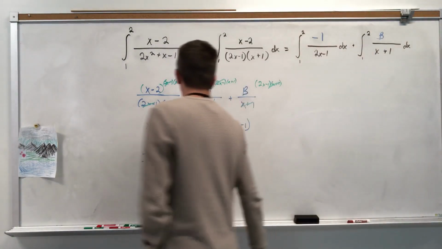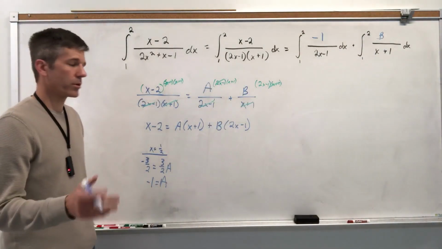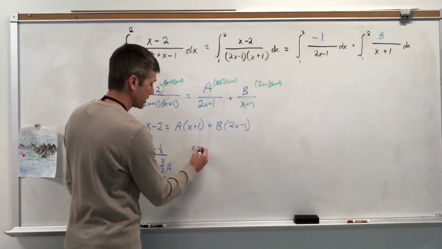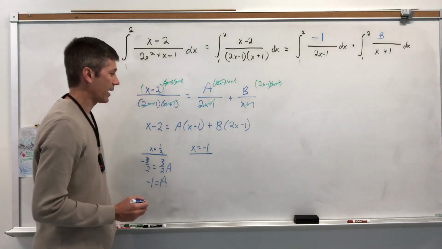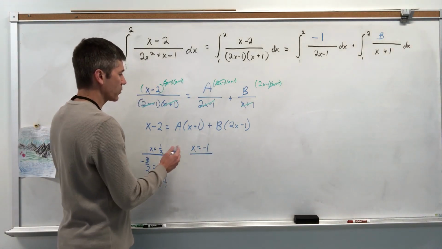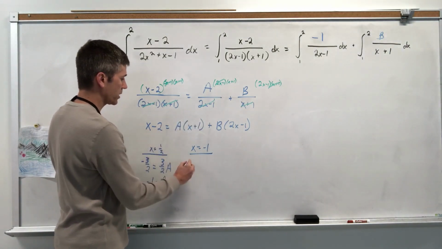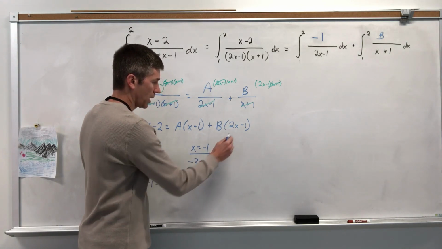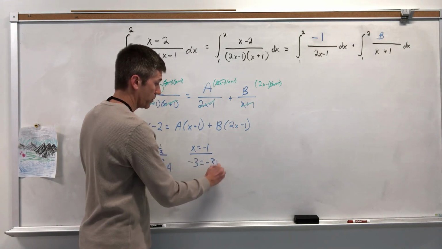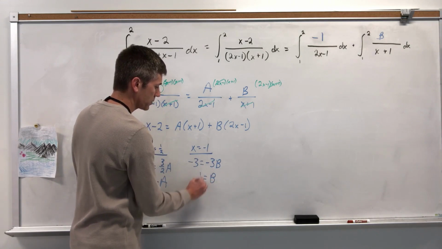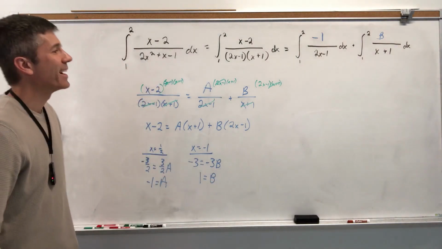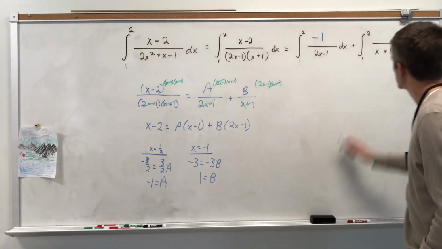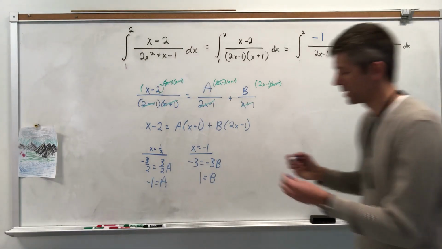Let's keep going. I want to find b next. In order to find b, a needs to go away, which means I'm going to put a negative 1 right there. So x equals negative 1. And we'll keep going. So a is negative 1. That's now gone. Negative 1 goes here. That'd give me negative 3. Negative 1 goes here, and that gives me negative 3b. So b is equal to 1. Now we found a, we found b, we're ready to keep going.